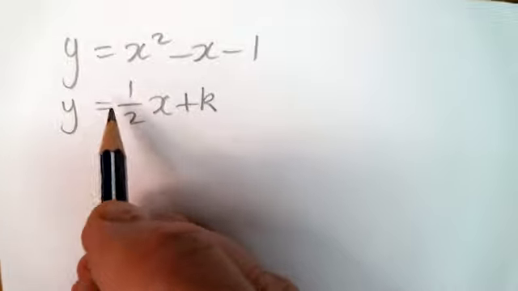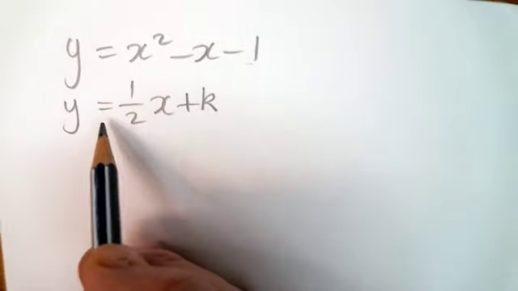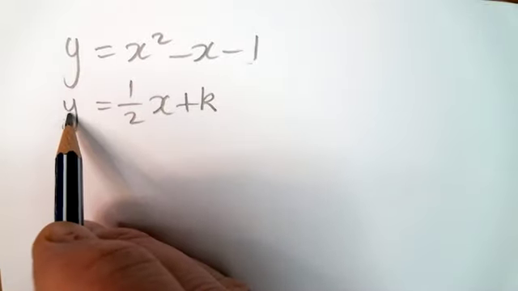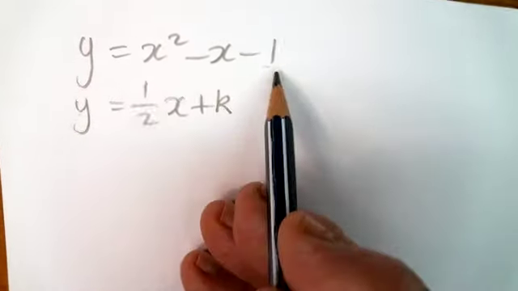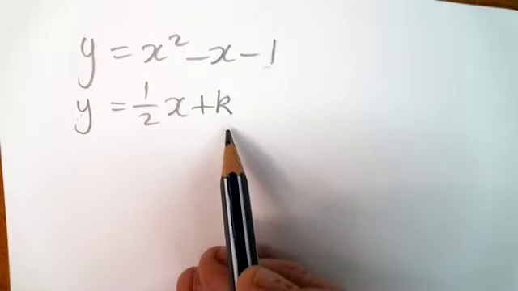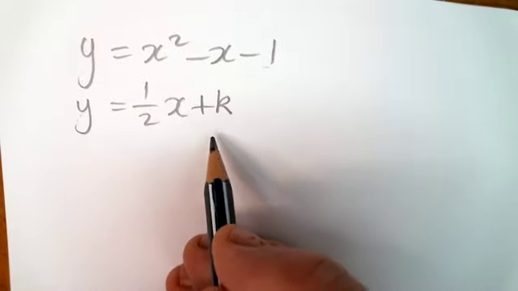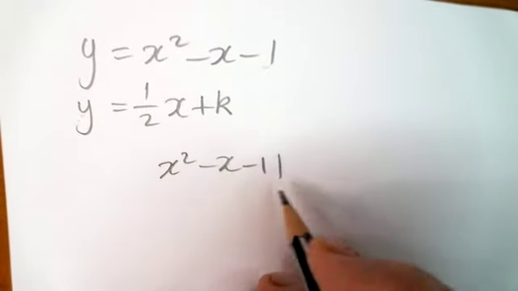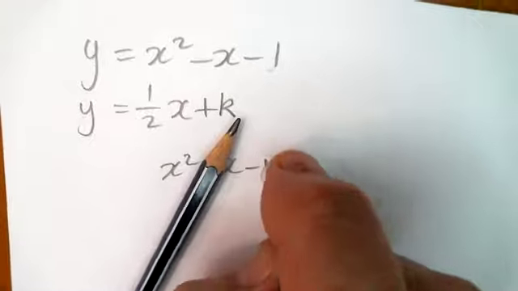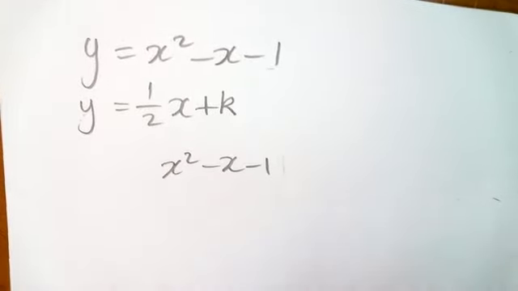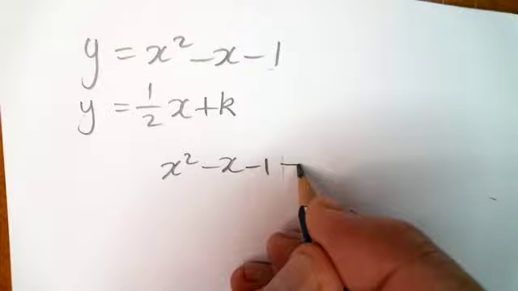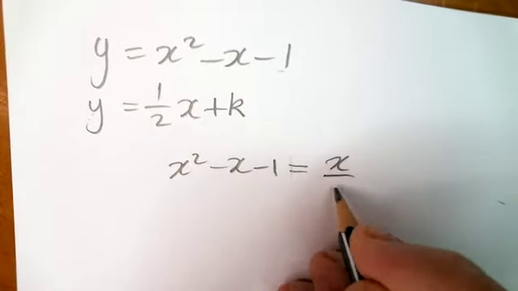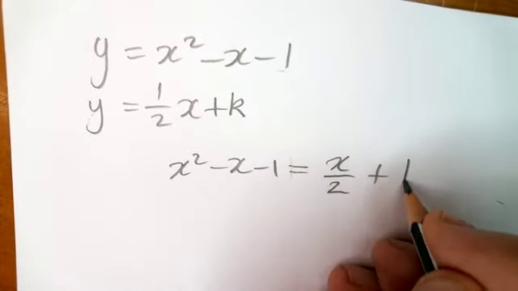So the first thing I'm going to do is, because y is equal to this and y is also equal to the thing on the bottom, it stands to reason that y must be equal to y. Therefore, this expression at the top must be equal to this expression down the bottom. So let's go ahead now and make them equal to each other. So we're going to say x squared minus x minus 1 is equal to half x plus k. I'm going to rewrite that. I prefer x on 2 rather than half x plus k.